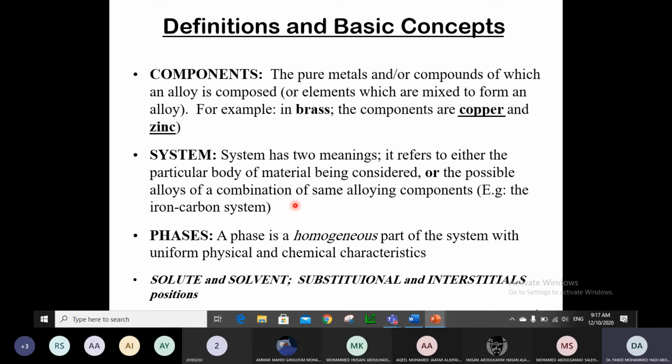And what is a system? A system of alloying materials together. This is called, for example, a system.